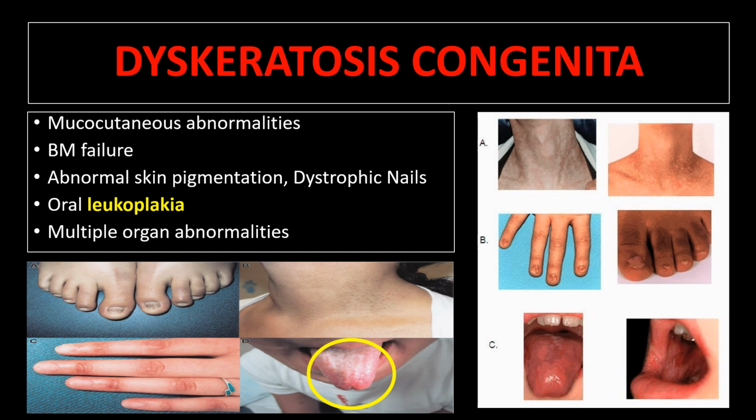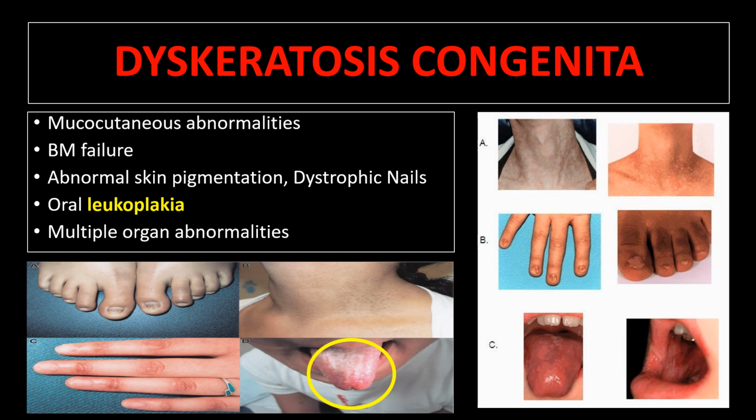The next type of inherited aplastic anemia would be DC, or dyskeratosis congenita, which manifests as mucocutaneous abnormalities as shown in the picture. We also have bone marrow failure and abnormal skin pigmentation with dystrophic nails. And then we have oral leukoplakia, in which leukoplakia means that the mucous membrane is characterized by white patches, especially seen on the cheek, tongue, vulva, and penis. There could also be multiple organ abnormalities.